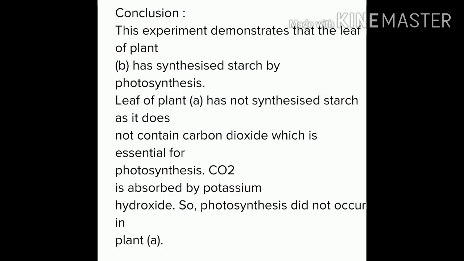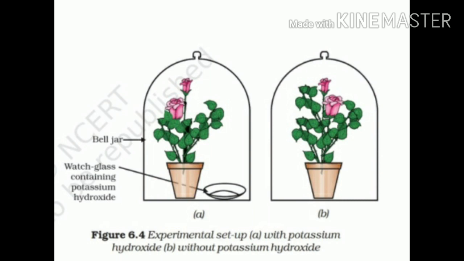So what can we conclude from this experiment? We can conclude that the leaf of plant B has synthesized starch by photosynthesis, whereas the leaf of plant A has not synthesized starch and it does not contain carbon dioxide, which is essential for photosynthesis. Carbon dioxide is absorbed by potassium hydroxide, so photosynthesis did not occur in plant A.